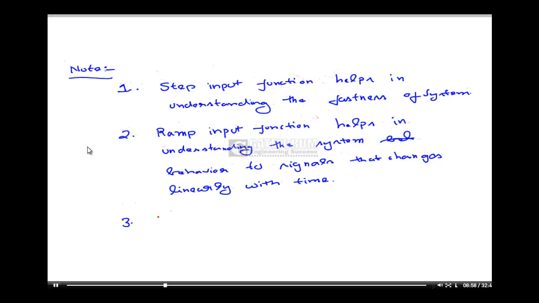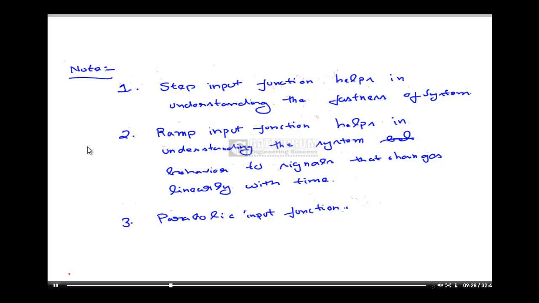Third one, parabolic is just 1 degree higher than the ramp. And it has a similar function to what the ramp input function has. The only thing is that it is 1 degree higher than the ramp input function.